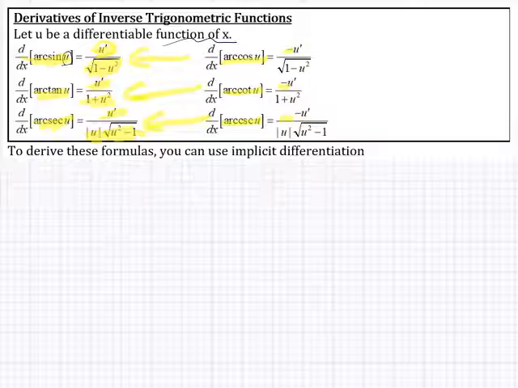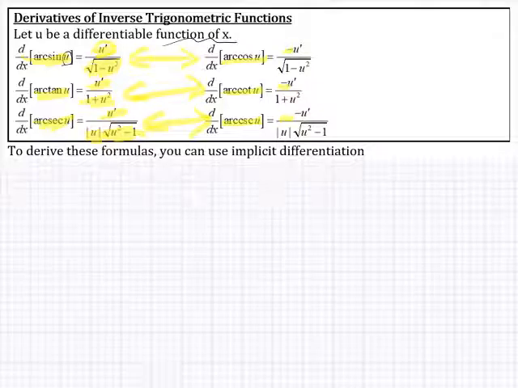So you should see that pattern right there. Okay? So while there are 6 inverse trigonometric functions, you really don't need to remember 6 brand new derivative rules. You really only have to remember 3 and remember the relationship of how these other ones are just the negative of that.